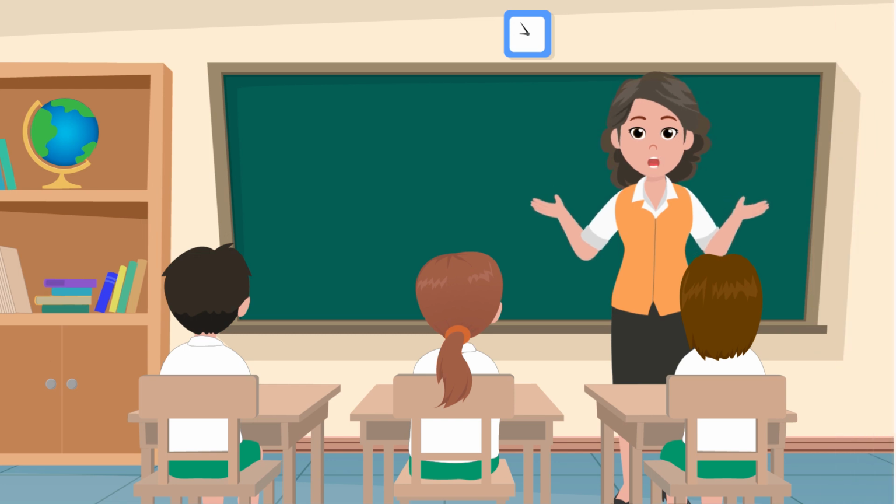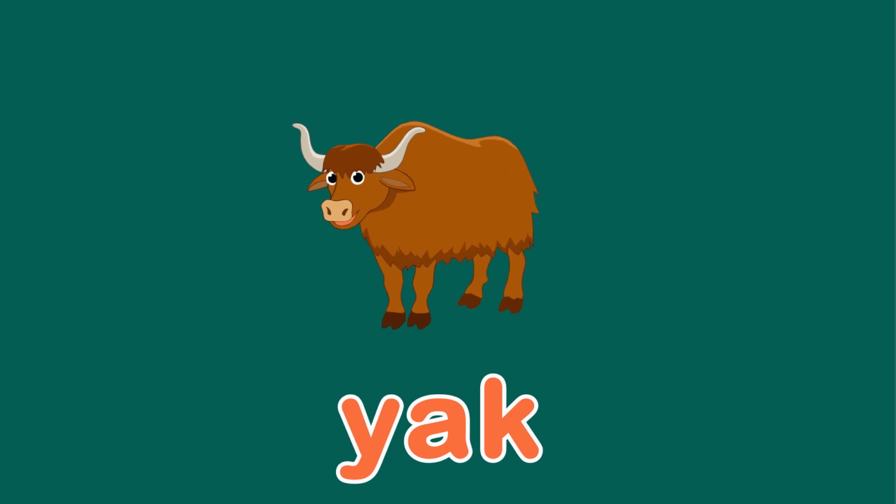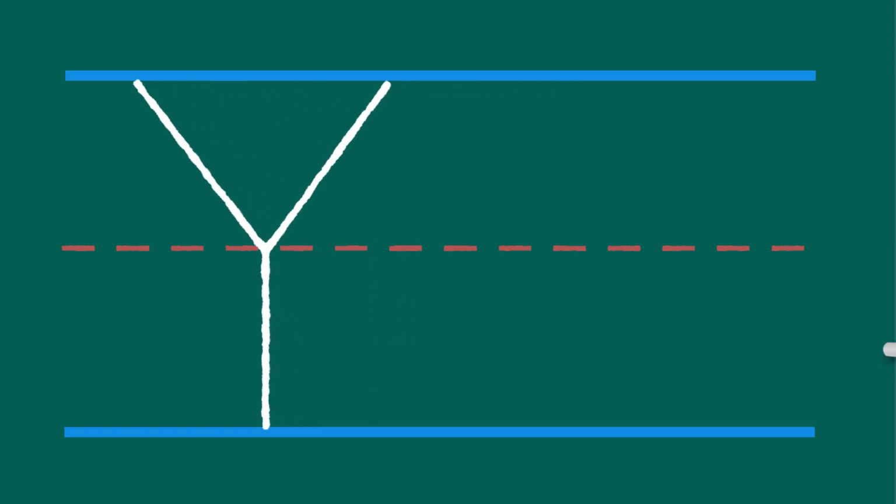Now, we're going to write the letter Y. Y as in yak. We'll start with uppercase or big letter Y. To write big letter Y, from the top, make a diagonal line to the right until the middle line.